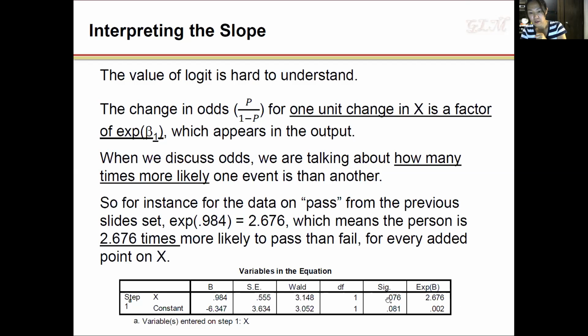However, you see this p-value is not statistically significant, so you can ignore this interpretation. So in conclusion, you say this person wouldn't be 2.676 times more likely to pass than fail, because the p-value is larger than alpha 0.05. So actually, the passing rate is not higher than the other people.